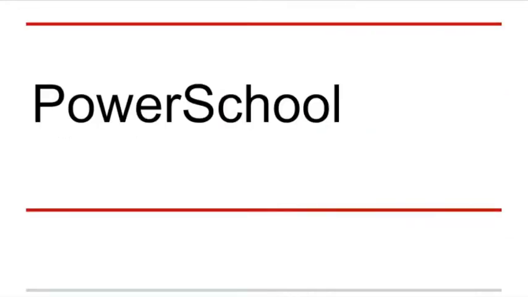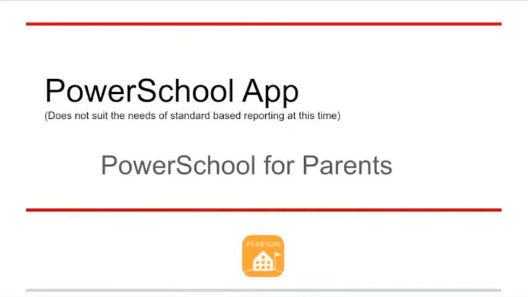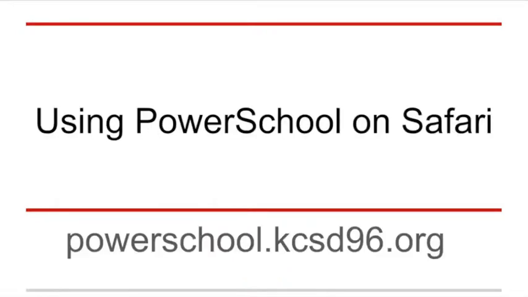First thing we're going to talk about is PowerSchool. Every child has the PowerSchool app on their iPad. We don't recommend using the PowerSchool app because we use standards-based reporting, and that app often has difficulty showing certain things regarding standards-based reporting. So what we're recommending is that parents use the website, and the website that you're going to go to is powerschool.kcsd96.org, and that's going to be where we recommend that you go to check your student grades.